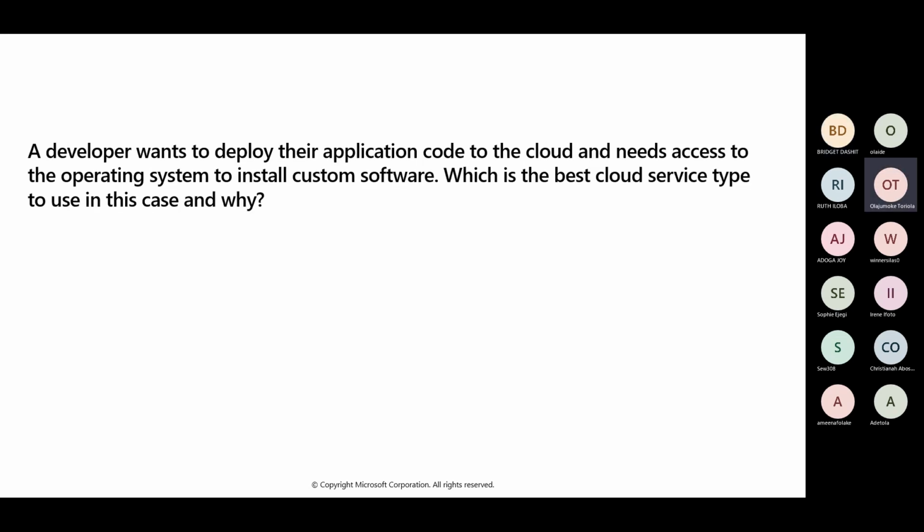A developer wants to deploy the application code to the cloud and needs access to the operating system to install custom software. Which is the best cloud service type to use in this case? So when you ask a question, be sure to understand what they're trying to say. Which is the best cloud service type to use in this case, and why? Listen again. A developer wants to deploy the application code to the cloud and needs access to the operating system to install custom software. Which is the best cloud service type to use in this case, and why?